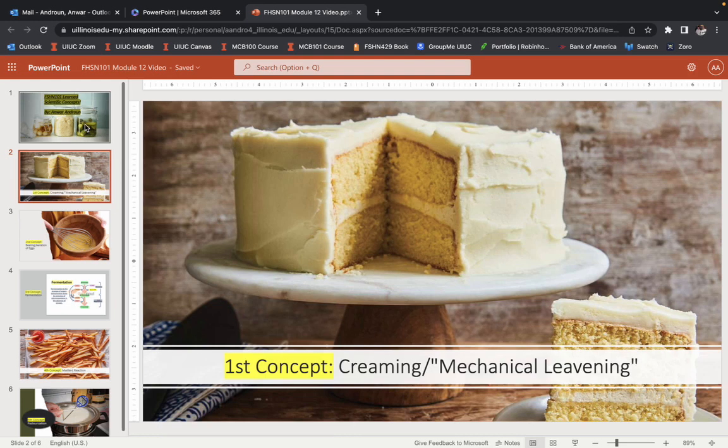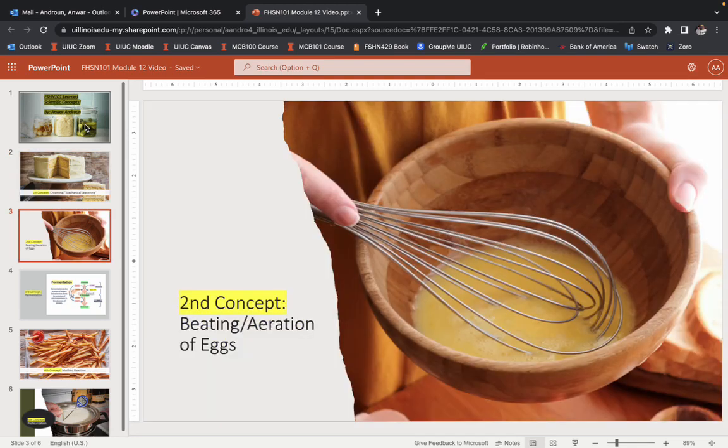The science here revolves around the use of vapor, carbon dioxide, and water, or air, oxygen, to distribute gases and create air bubbles in batters or doughs. And then chemical leavening actually involves the action of an acid on bicarbonate to release carbon dioxide for proper aeration of dough.